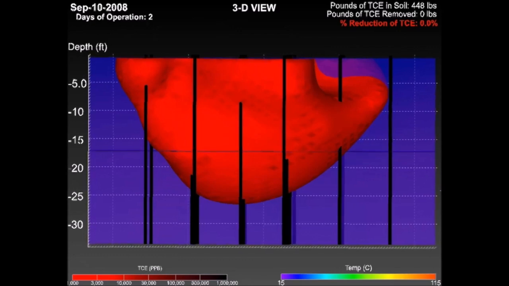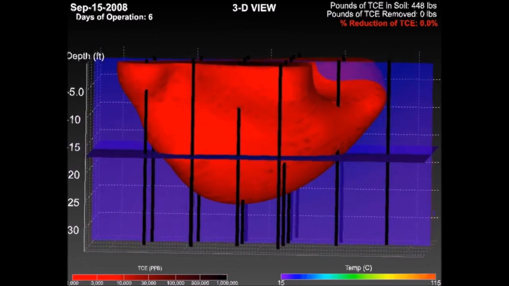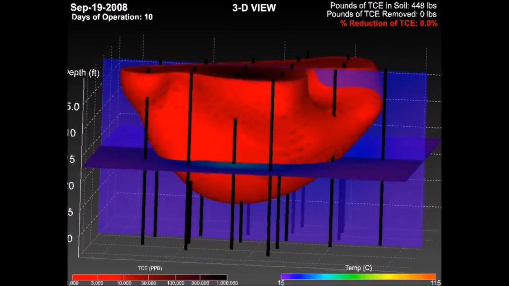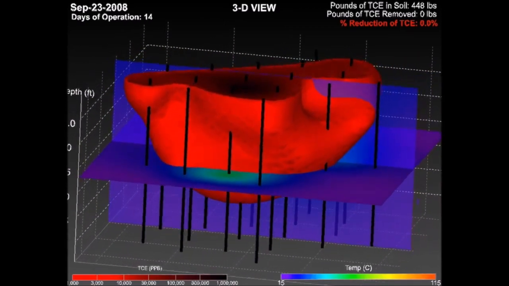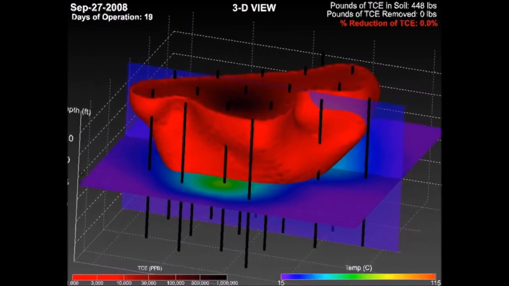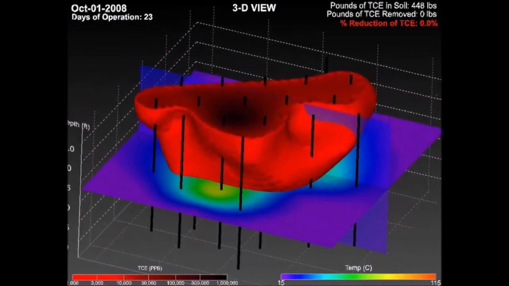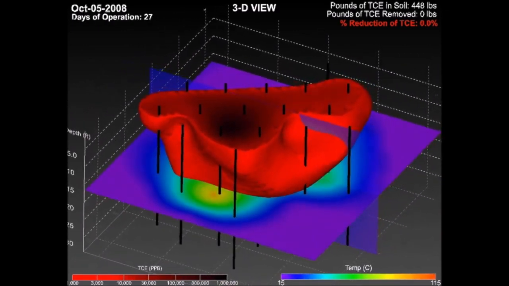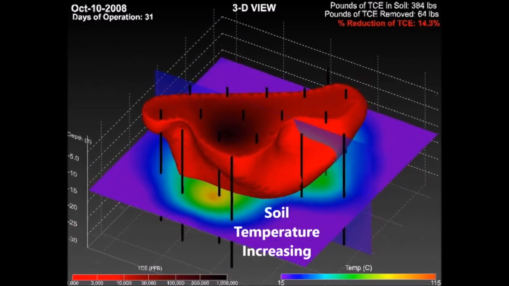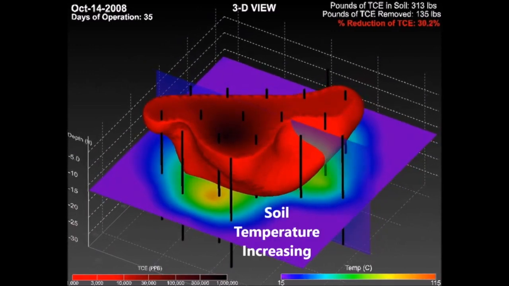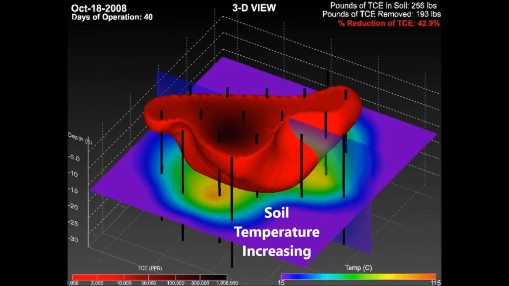On September 9th, the ERH system is turned on, and electricity is passed through the electrodes. Due to the fact that soil is an excellent insulator, the electric current is converted to heat energy in the soil. As the temperature increases, the TCE begins to vaporize.